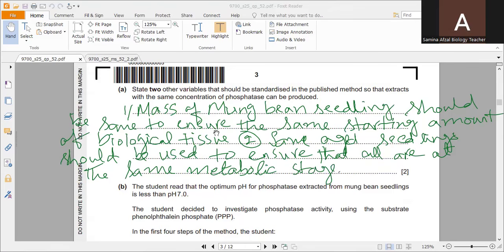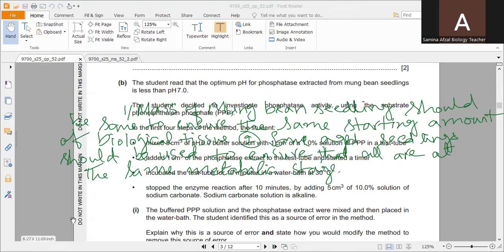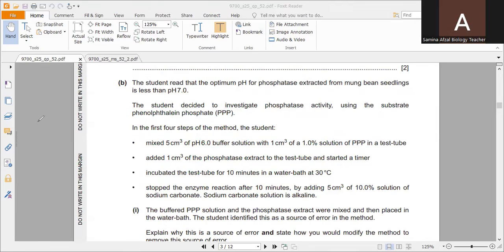Now the next question is part B, which is: the student read that the optimum pH for phosphatase extracted from mung bean seedlings is less than pH 7. Less than pH 7 means it is moving towards acidity. So 7 is neutral. Less than 7 means it should be less than alkaline.